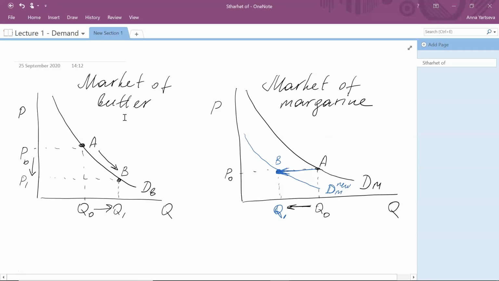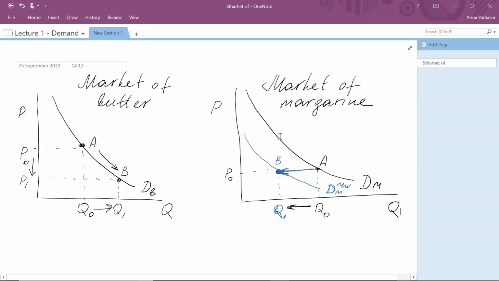Because margarine is a substitute product, butter and margarine fulfill the same need more or less. As butter becomes cheaper, we switch away from consuming margarine because a substitute product is now cheaper. So instead of buying Q0 units of margarine, we'll be buying less. And this will be the case for each and every price. At our original price, P0, we will now move from point A to point B. We'll buy less, regardless of the price.